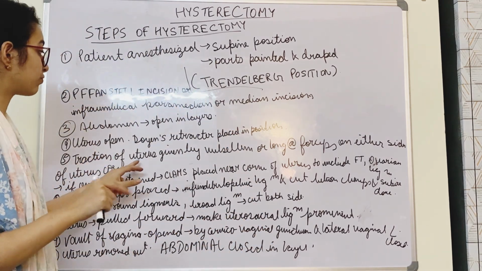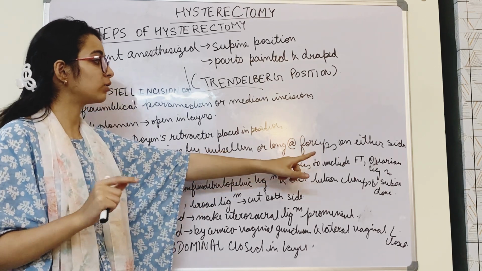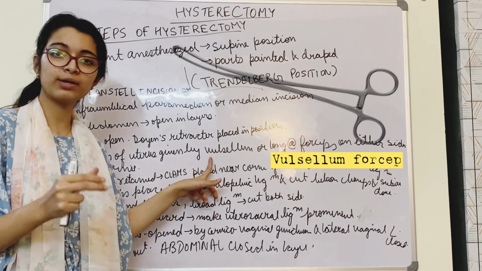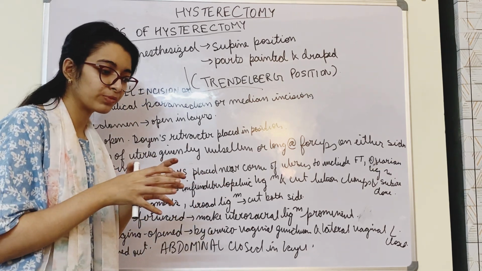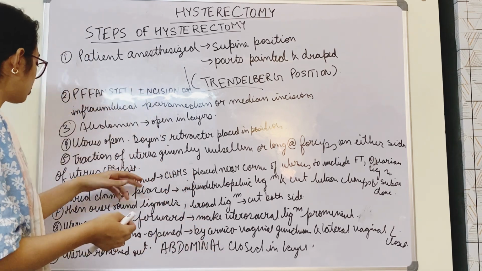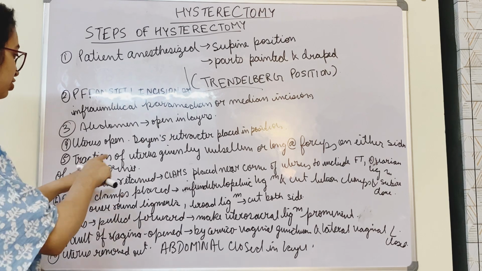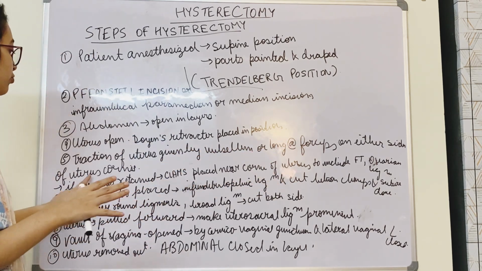And then the traction of the uterus is given by vulsellum or long artery forceps on either side. Vulsellum is an instrument that is used in the traction of the uterus, that is, pulling the uterus from its original position, taking it out. So the traction of uterus is given by vulsellum or long artery forceps on either side of the uterine corners.